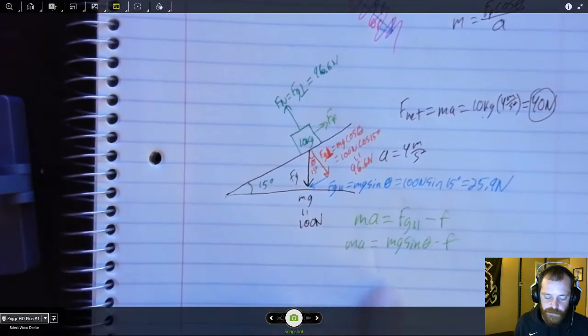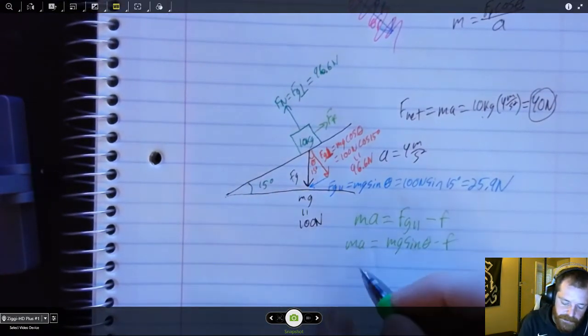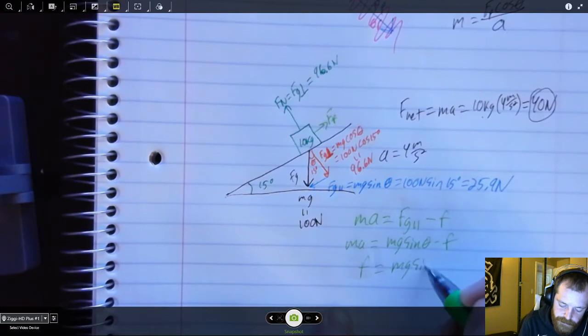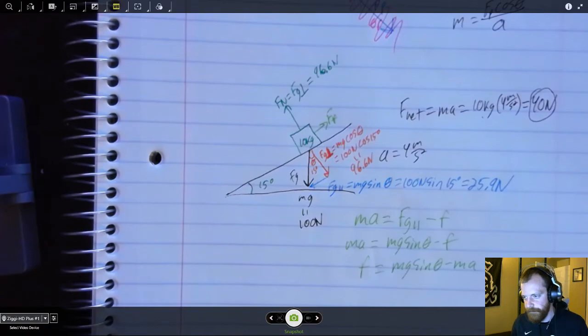So if I wanted to get that frictional force by itself, I could add F to that side, subtract ma, and friction would be equal to mg sine theta minus ma. Now I can just plug in from there. Okay. So I could go from there.